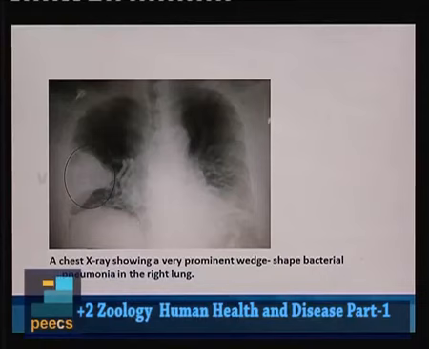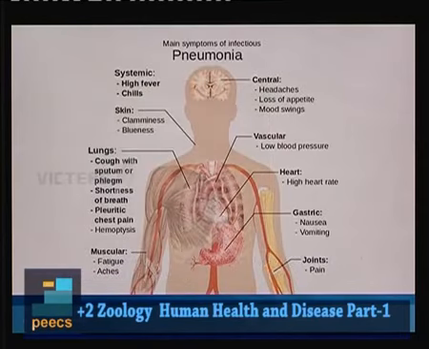Now, here you can see in this picture a chest X-ray showing a very prominent wedge shaped bacterial pneumonia affecting the right lung. So, you can see clearly in this picture, this person is affected by pneumonia. Now, we are going to the different symptoms of pneumonia. In this picture, it is clear what are the different body parts affected by pneumonia.